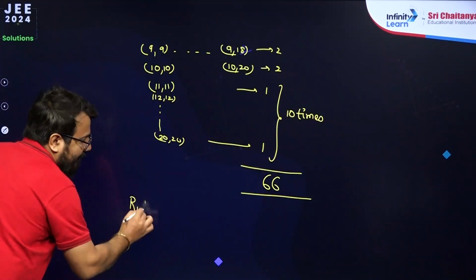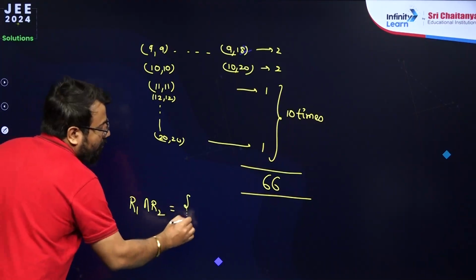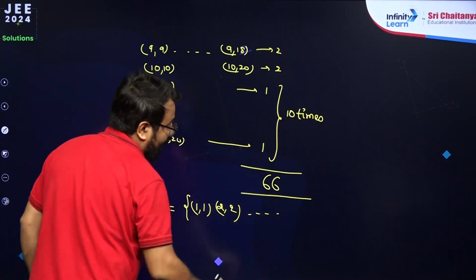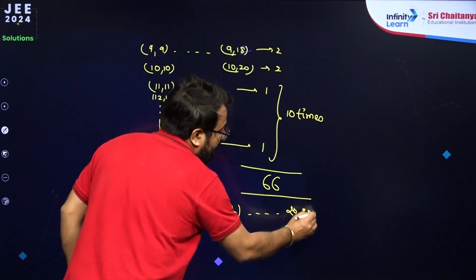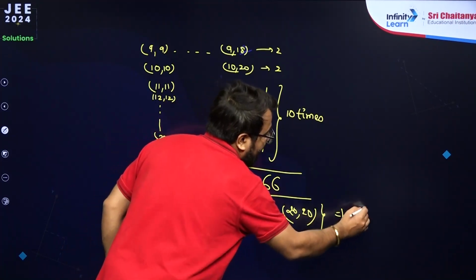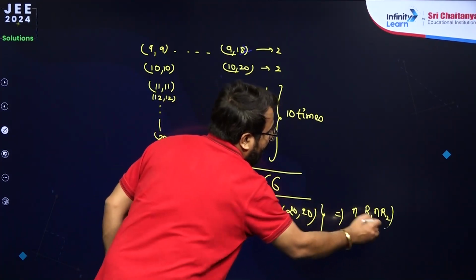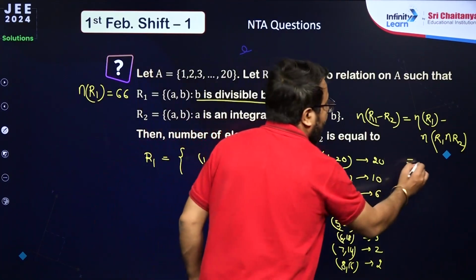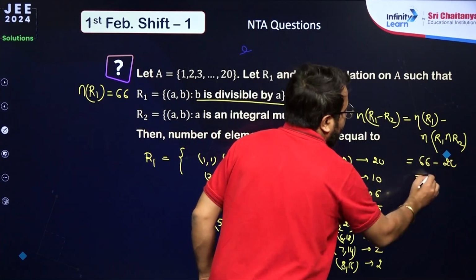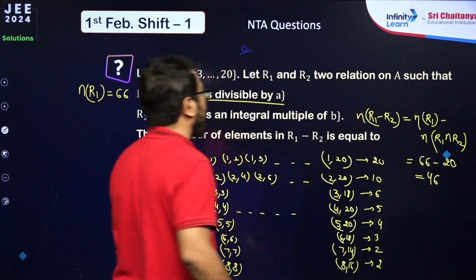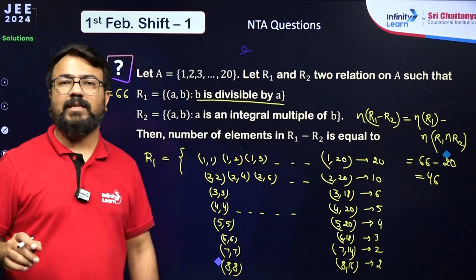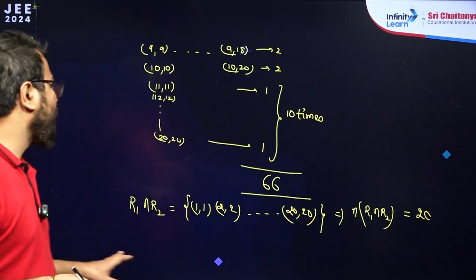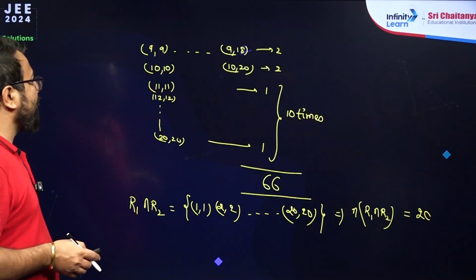So if I need to identify the common elements between R1 and R2, those are only the pairs 1 comma 1, 2 comma 2, up till 20 comma 20, that is 20 pairs. So that is why we can say that the number of elements in R1 intersection R2 will be equal to 20. Hence, by this formula, it will be 66 minus 20. The answer will be 46. So the number of elements in R1 minus R2 will be equal to 46. Are you all able to understand how we got the answer to this problem? So, 46 is the answer to this question.